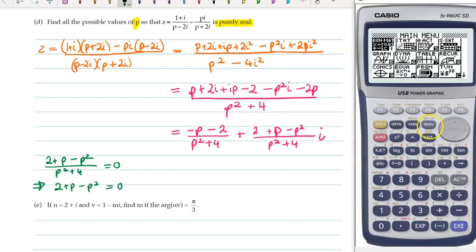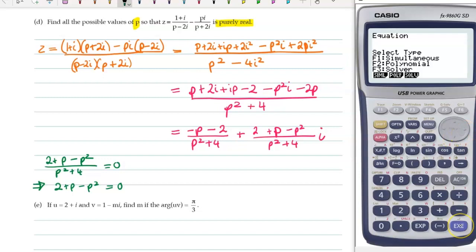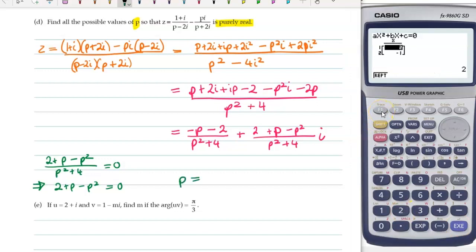And for that one, just to finish it off, we can do equation solver. We've got a polynomial with degree 2. The coefficient of what's x squared in the calculator, but p squared here is minus 1. Then the x term is the singular p term here, there's one of those, and the constant is the 2 just here. And we will solve that. We've got p equals 2 or minus 1.